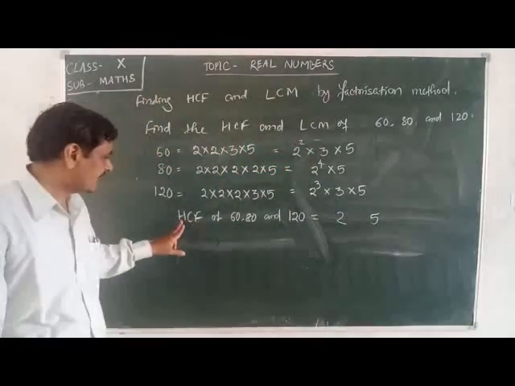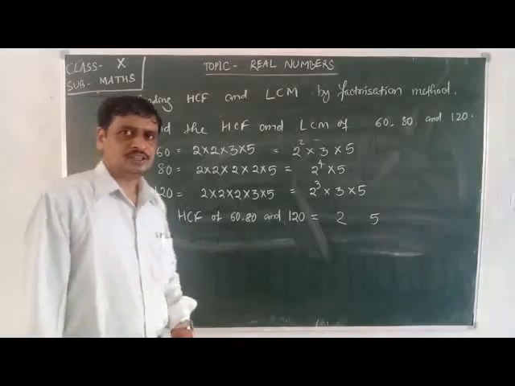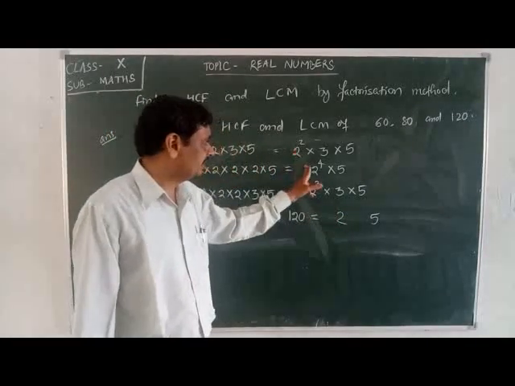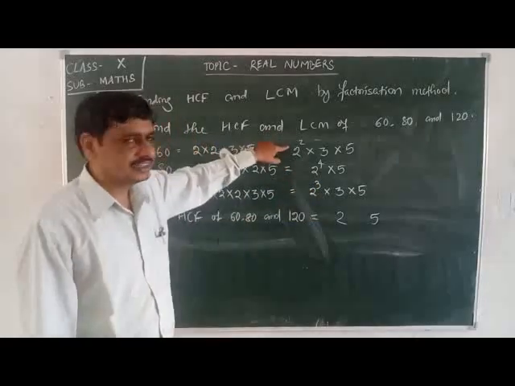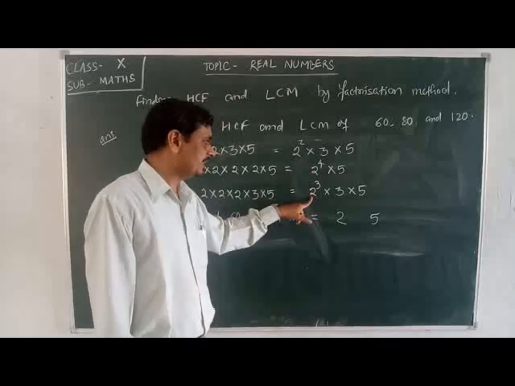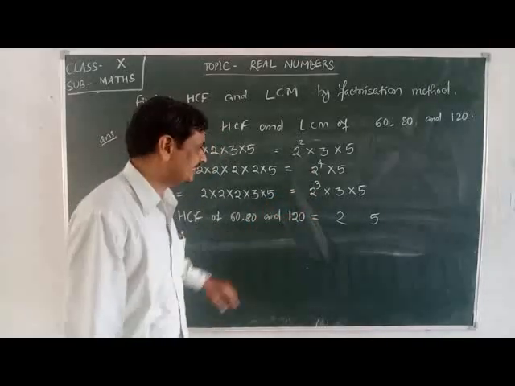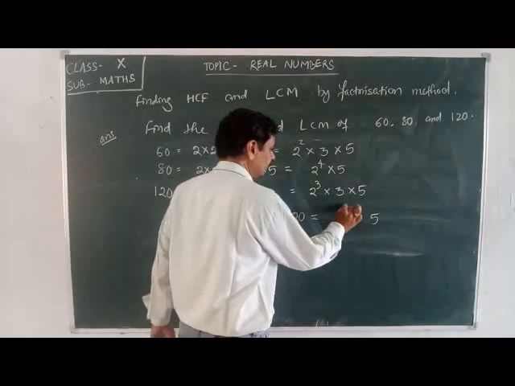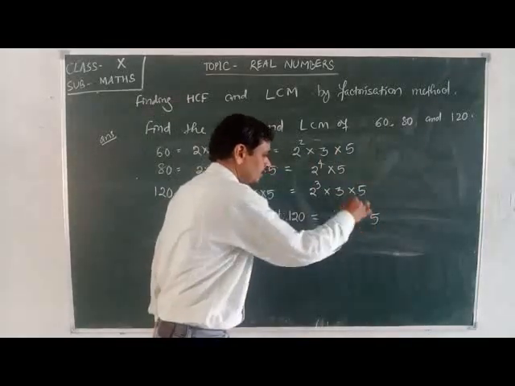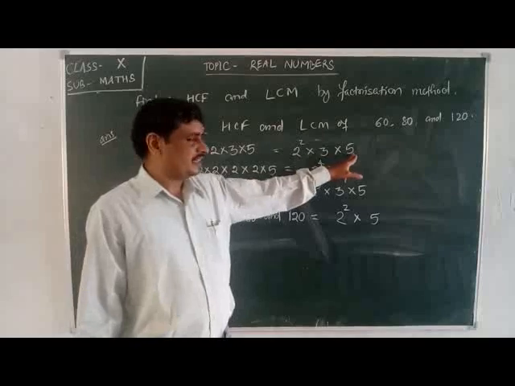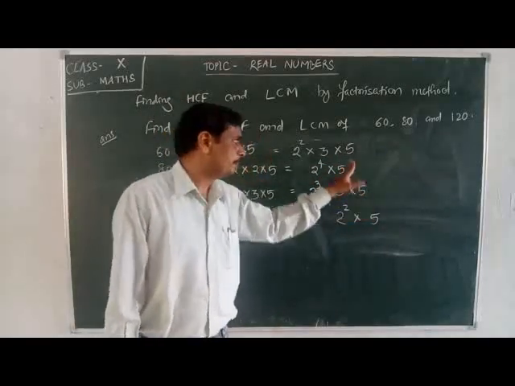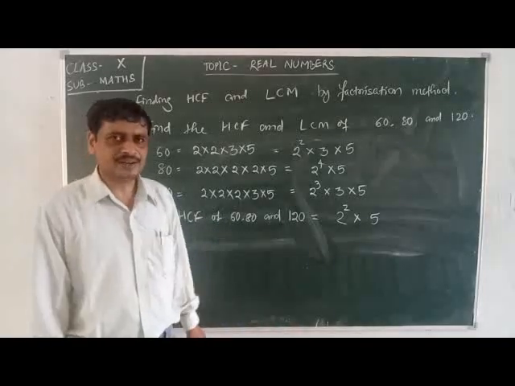Next, the highest common factor. What is the highest number of 2s common in all these factorizations? Yes, it comes 2 times, it comes 4 times, it comes 3 times. So the maximum common is 2 times. Next, the common is 5. In all these factorizations, 5 is coming only once.